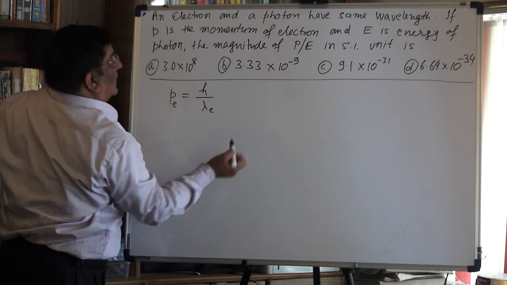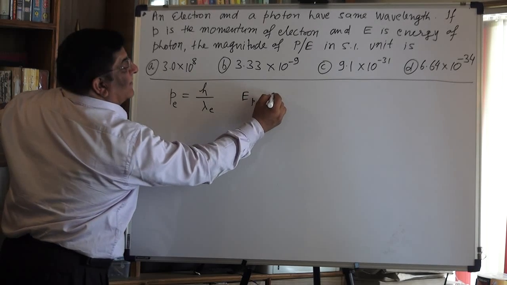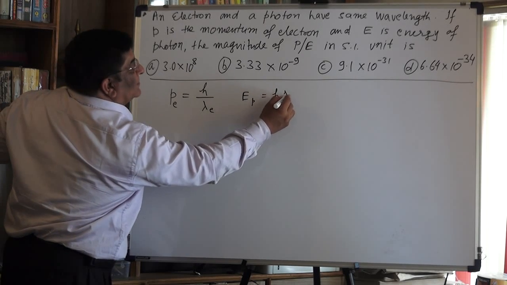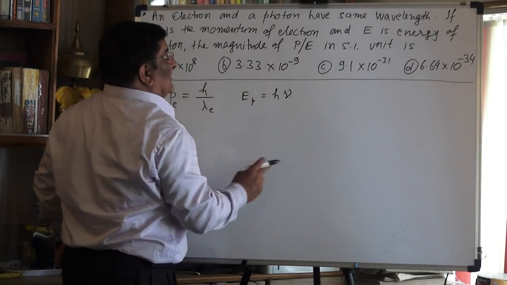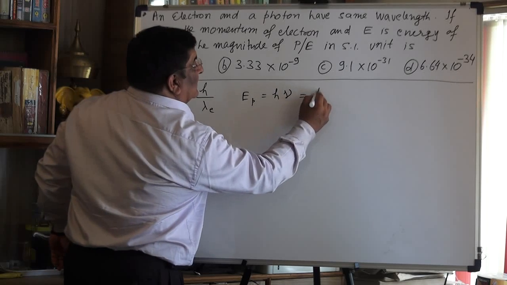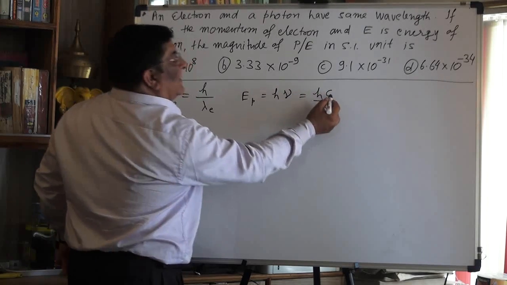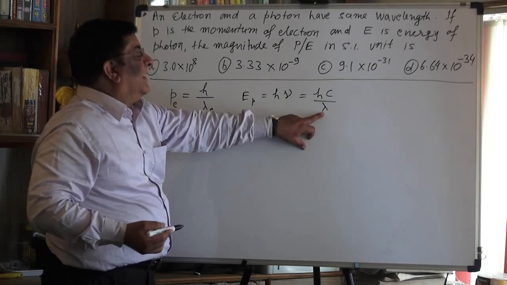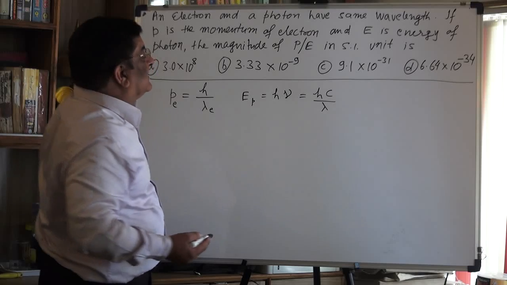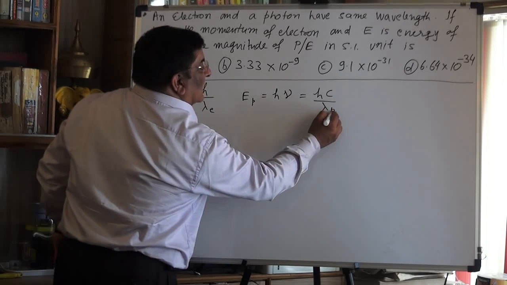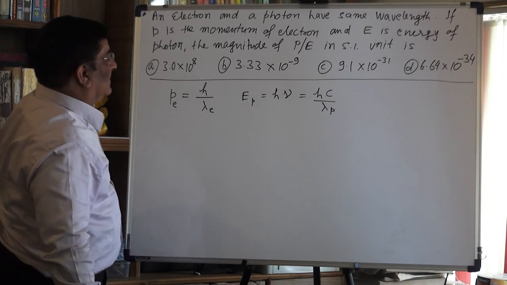Now, energy of photon. Energy is given by, we know, h nu. Nu is frequency. Okay, h nu is the energy, and this can be written as Planck's constant h, with nu written as c upon lambda. C is speed of light and lambda is wavelength. So the energy can be written as hc upon lambda, and this lambda is that of the photon. C is speed of light, h is Planck's constant.